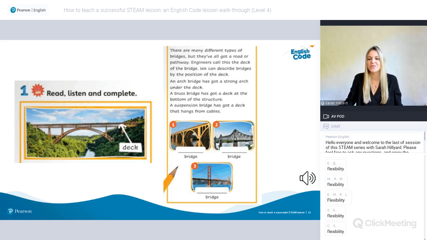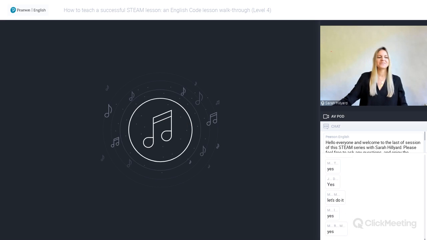So it's the type of bridges that we're going to be looking at now. Are you ready to write down the types of bridges, those missing words? Yes, says Yaren. Lovely, and Marina too. Fantastic.